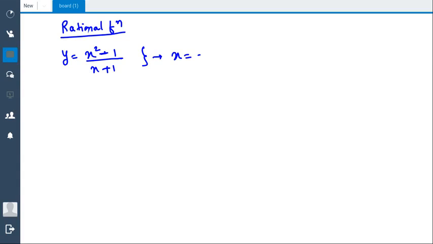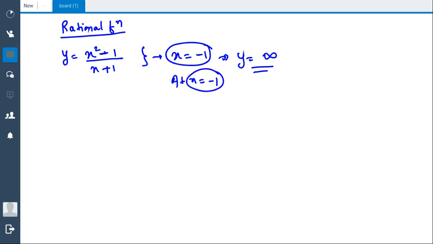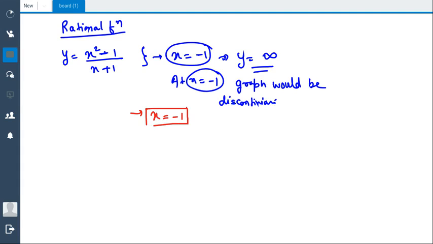We know that at x is equal to -1, y would become infinite. So at x is -1, the graph would be discontinuous. Got it? That graph would be discontinuous. Or in other words, you can say that x is equal to -1 is not in the domain of f(x). So basically, x is -1 not in the domain of f(x).